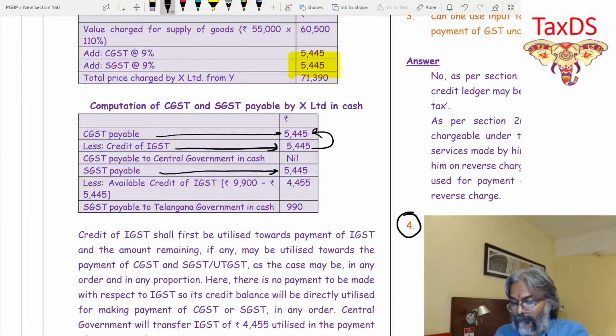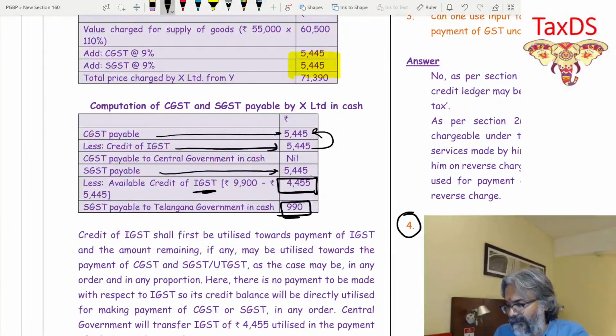So therefore, I'm going to do this now. IGST credit, which is how much? 4,445. Now see, this is the hierarchy, students. In this case, therefore, I am going to use the IGST credit now. The balance is to be paid in cash to the Telangana government. Now tell me one thing, students. In this case, 4,044, students.